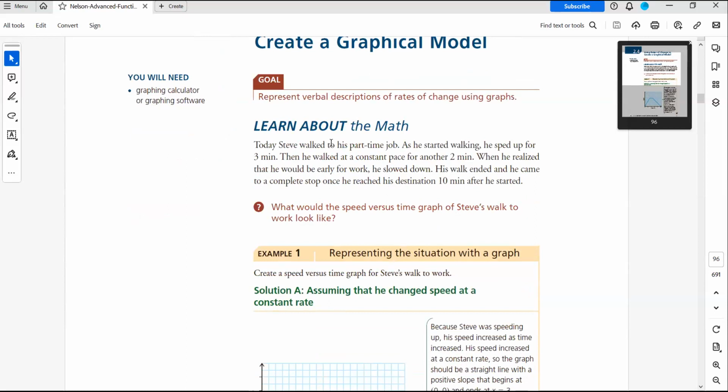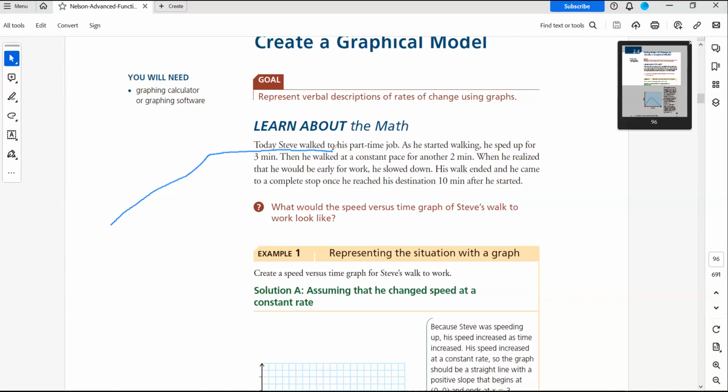So today Steve walked to his part-time job. As he started walking, he sped up for 3 minutes. So for the first 3 minutes of his walk, he was increasing his speed. So the function should be increasing. Then he walked at a constant pace for another 2 minutes. So for 2 minutes, just a straight horizontal line, because he was not changing his speed, right? 2 minutes walking at the same pace. When he realized that he would be early for work, he slowed down.